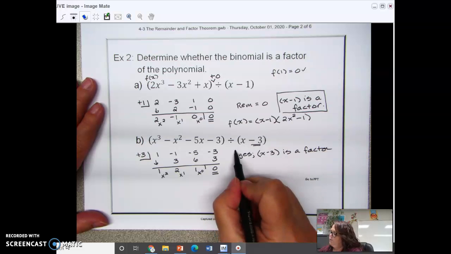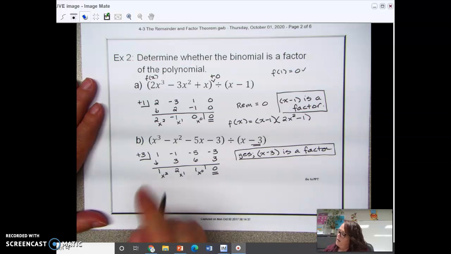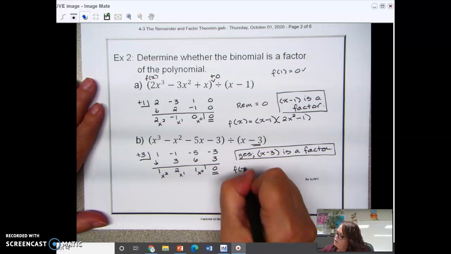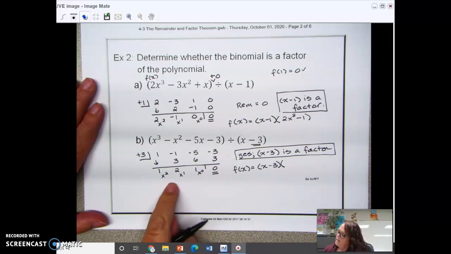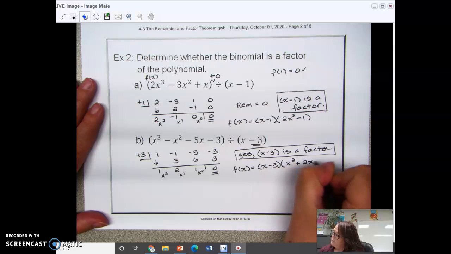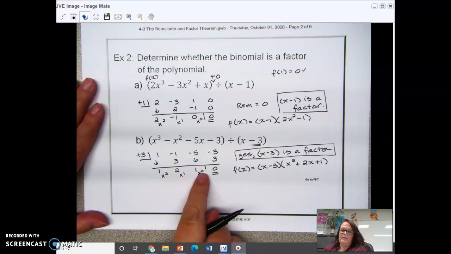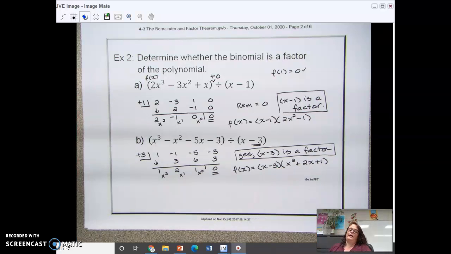And then the proof of that is if I rewrote this, just like we did on the previous example, I would get that the function, that cubic function, is equal to the divisor x minus 3 times the quotient, and we get x squared plus 2x plus 1 using these numbers right here, plus no remainder, and so that means each of these is a factor.